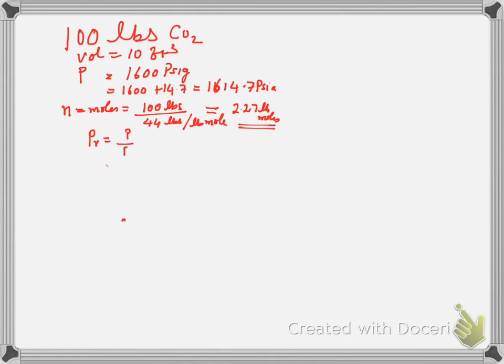P over PC. What is P here? P is 1614.7, right? Divided by, what is the PC for CO2?